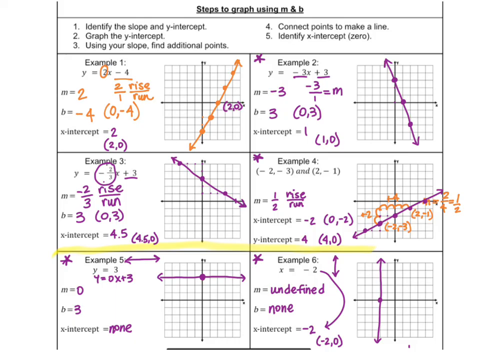Example 5 and 6 were my special cases, right? Example 5, y = 3, was a horizontal line through the y value of 3, and example 6 was a vertical line through the x value of -2. How'd you do? Let your teacher know if you have any questions and get started on that practice.